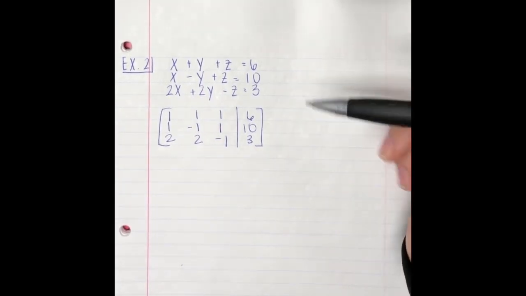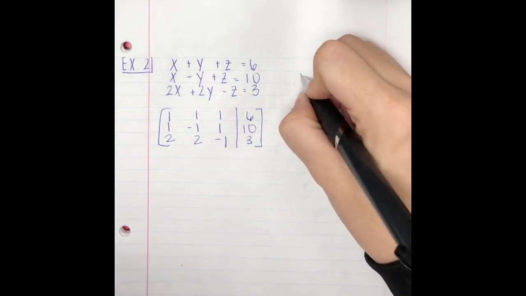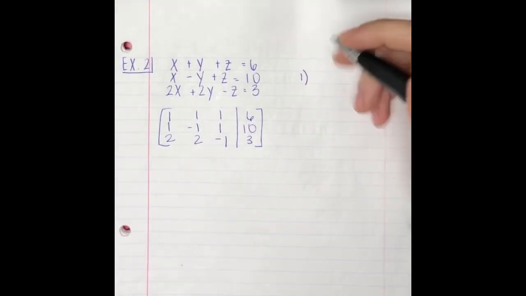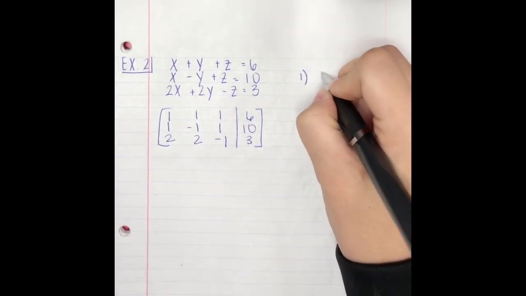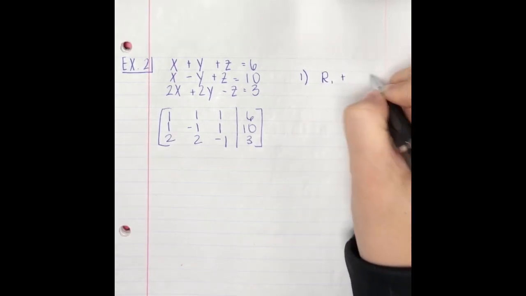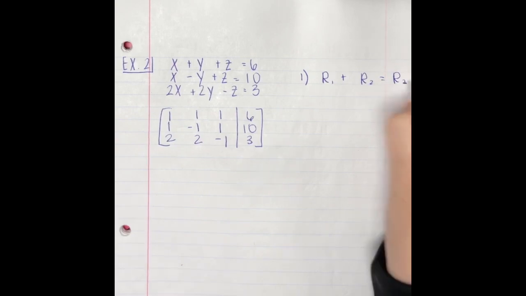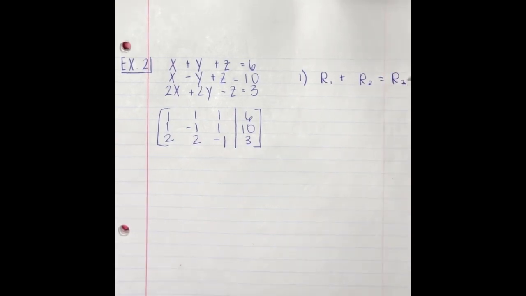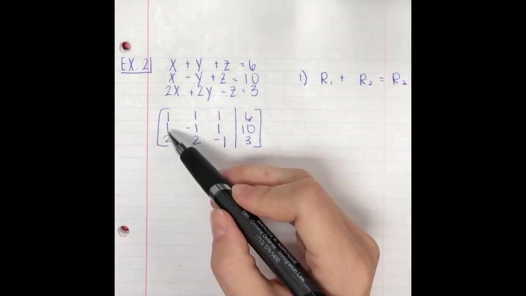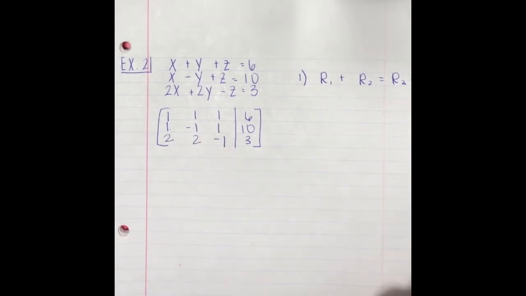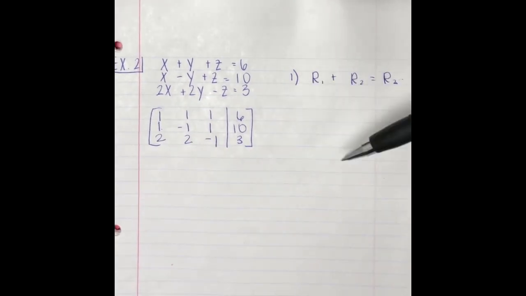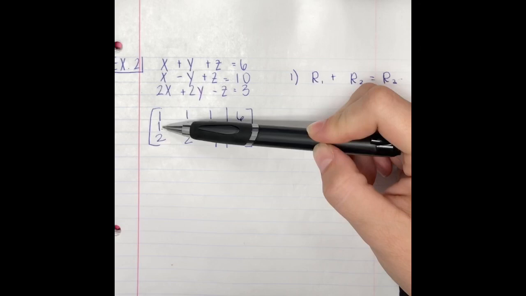Now what we want to do is go ahead and start out by solving using our steps. So step 1 was row 1 plus row 2 to get a new row 2, but we have to do it in such a way that this new row 2 has a 0 for its x value, right? So right now, if I were to just add row 1 and 2 together, 1 plus 1 is 2.